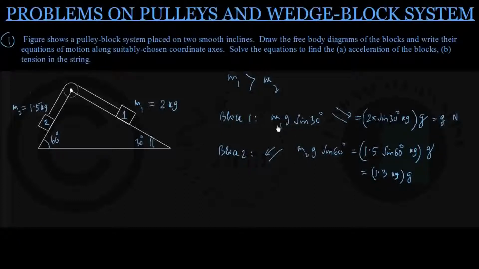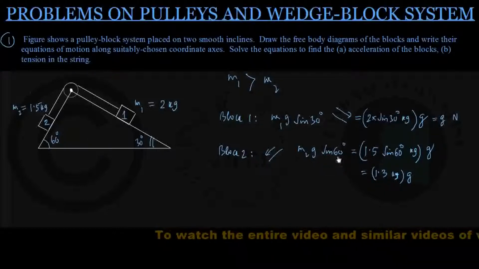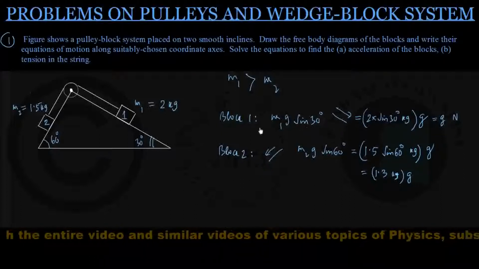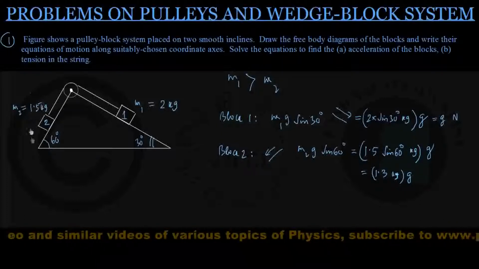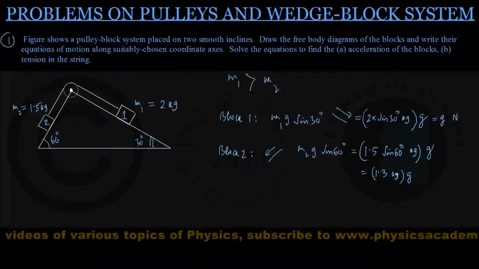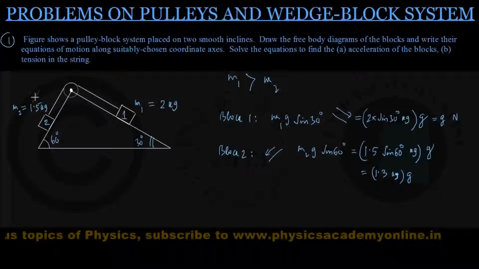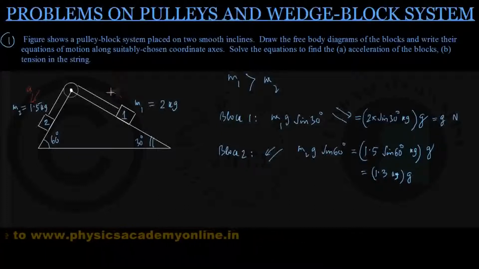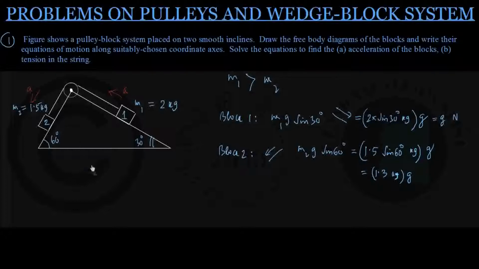So even though m2 is smaller than m1, that is 1.5 kg, since it is lying on a steeper inclined face of angle 60 degrees, we are eventually finding that m2g sine 60 degrees is more than m1g sine 30 degrees, and hence we decide that the system is going leftwards. That is, block 2 is moving down like this, and block 1 is going up like this, and they both have the same acceleration thanks to the fact that it is a case of constrained motion. They're connected by a string that is taut and massless.